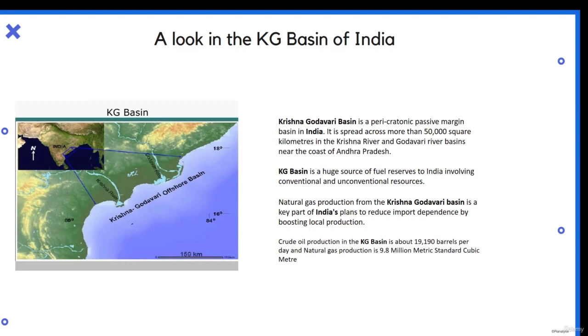So crude oil production in KG Basin is about 19,190 barrels per day, and natural gas production is 9.8 million metric standard cubic meters per day. Now you can imagine the scale of production which is happening. I'm telling you this to explain the significance of this project.